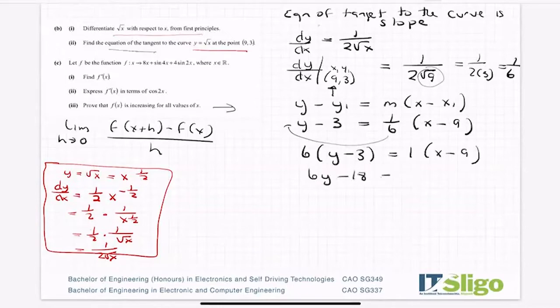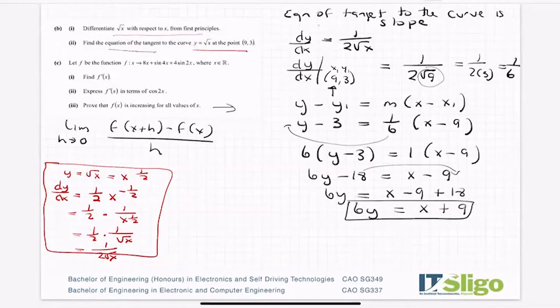6y minus 18 is equal to x minus 9. Bring over the 18: 6y is equal to x minus 9 plus 18, so 6y is equal to x plus 9. Okay, so the equation of the tangent to the curve at the point (9, 3) is 6y equals x plus 9. You can see it's the understanding of the question and what to do with that point (9, 3) that's the hard part, not actually the maths themselves.